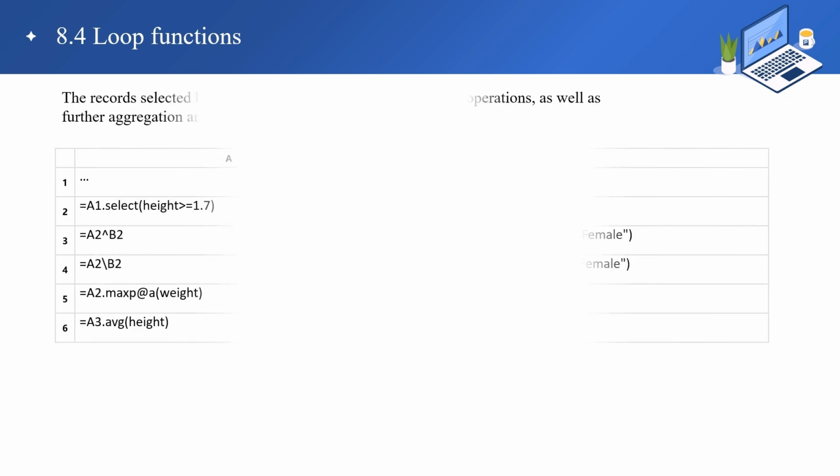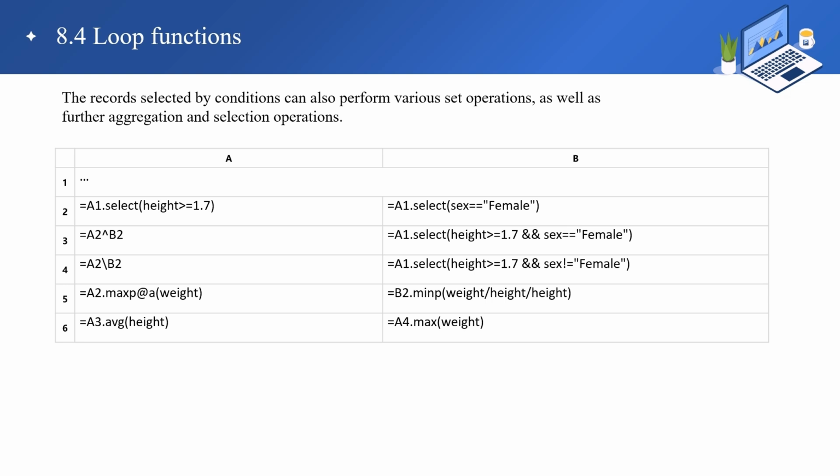The record selected by conditions can also perform various set operations as well as further aggregation and selection operations. A2 selects the persons whose height is not less than 1.7 and B2 selects the females. A3 calculates the intersection of the two. B3 uses logical operation to express the same calculation result as A3. It is the similar case with A4 and B4. A5 and B5 do further selection to the selected record sequence, and A6 and B6 continue to do aggregation to the selected record sequence.